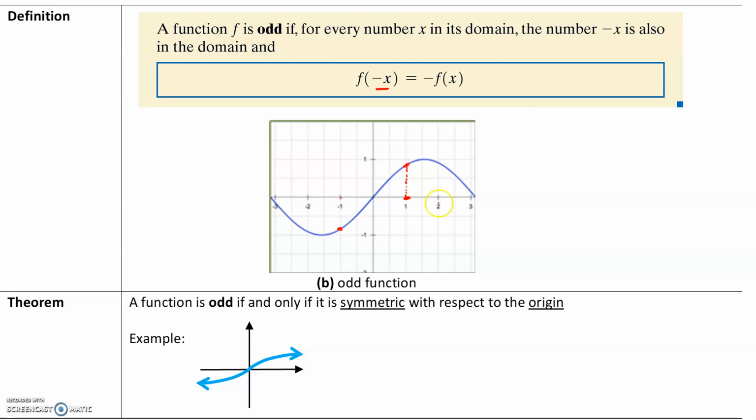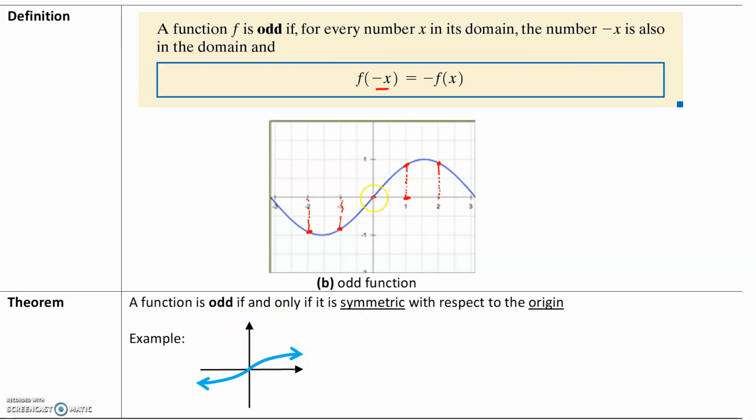Let's take another one. If x was 2, this is the corresponding output. So f of negative 2, that output has to be the same value, but the negative of that value, which would be down there, and so on and so forth. So this is called an odd function when f of negative x, which means the value of the negative input, is going to be negative the value of the output. And graphically, a function is odd if it's symmetric with respect to the origin.